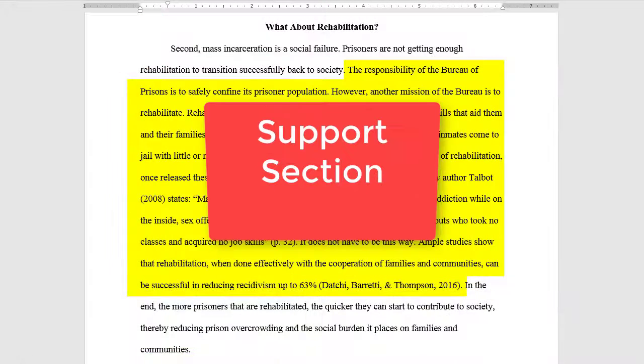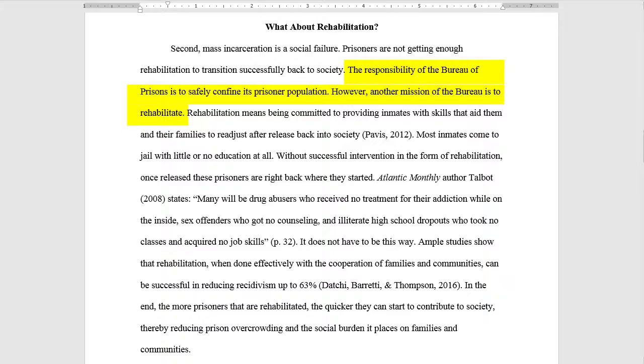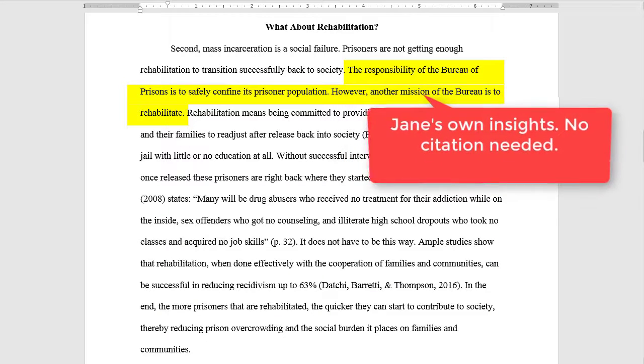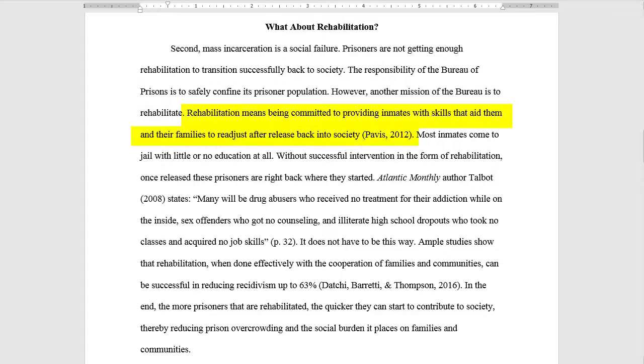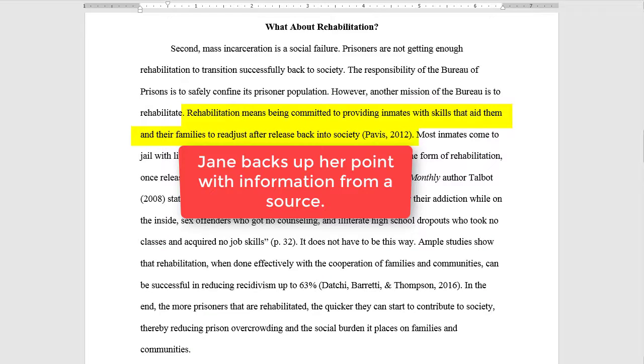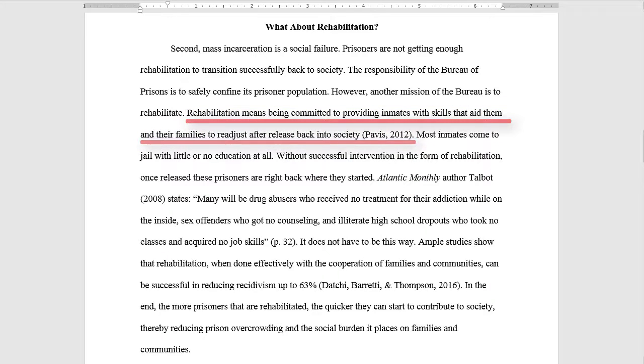Then comes the support section. Jane discusses the role of the Bureau of Prisons and Rehabilitation. Although this role is a commonly known fact and doesn't need citation, Jane does something smart. She adds the voice of an expert to her discussion to give it authority. The sentence, "Rehabilitation means being committed to providing inmates with skills that aid them and their families to readjust after release back into society," is summarized from a source indicated by the Pavis in-text citation.